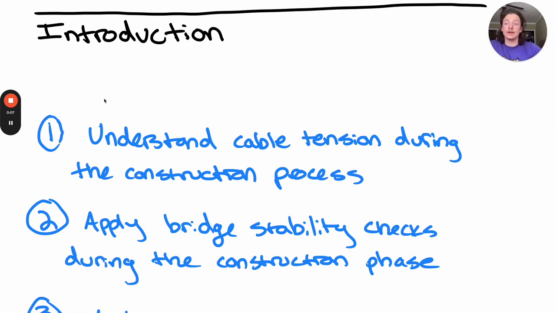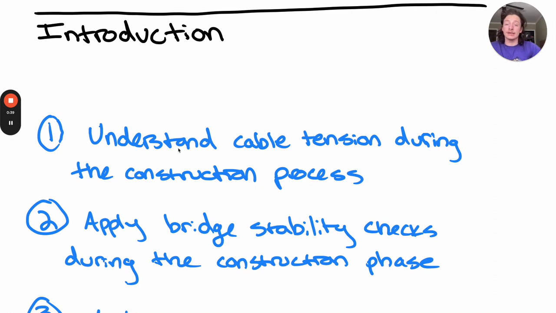Welcome to the construction analysis section, and specifically this section we're going to talk about construction SAG. So the learning objectives for this section are as follows. First, I want you to be able to understand how the construction process puts additional cable tension onto an incomplete abutment system. Second, be able to apply full bridge stability checks during the construction phases. And third, analyze minimum sag allowed during construction.